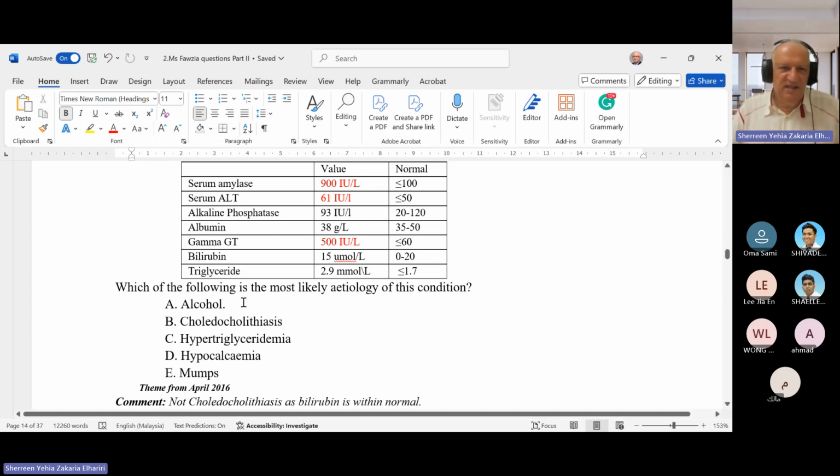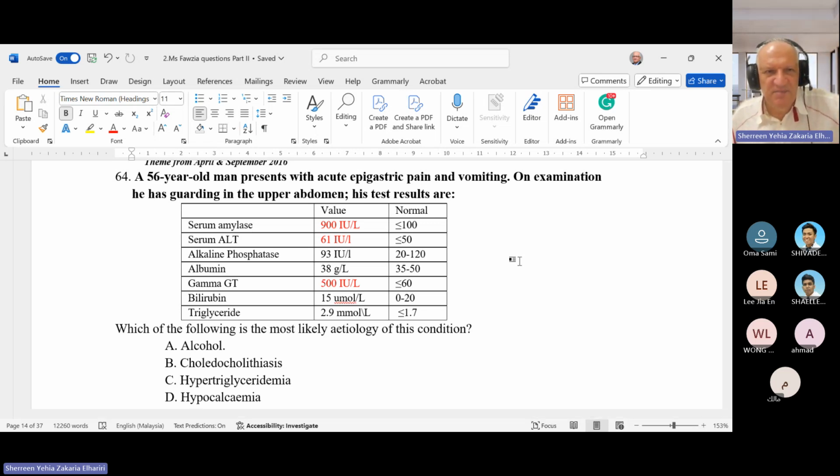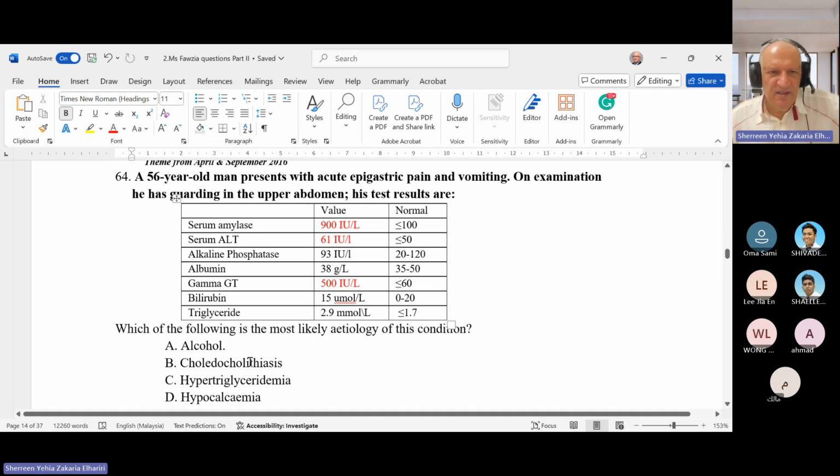Okay, it is tricky. In the same version, you can find the same question again. They put this normal, and they make the calcium very high, and this indicates hyperparathyroidism, because if the parathyroid is high, it increases the calcium. If calcium is high, it increases gastrin, and sometimes can cause peptic ulcer and upper abdominal pain, and very rarely can cause pancreatitis. So the answer here is alcohol because gamma GT is high.